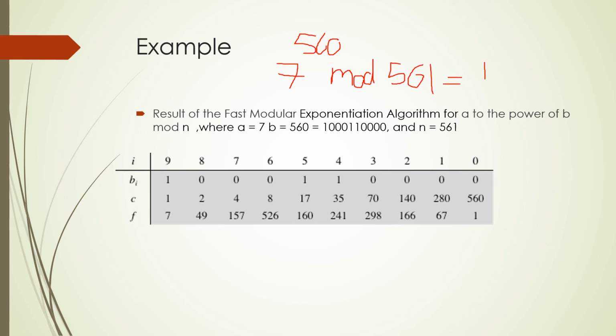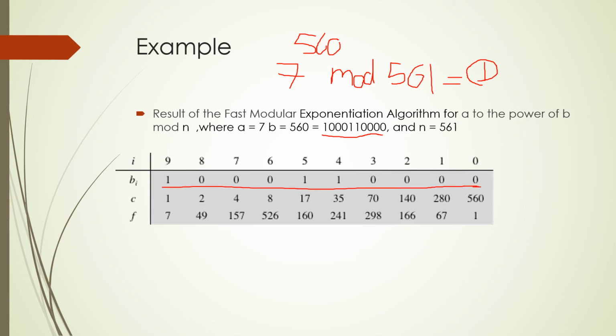The remainder, based on a very famous number theory theorem, is going to be equal to 1, but let's say we don't know that. We're going to calculate it. Here is how we can use the fast modular exponentiation algorithm. We're going to first write down b, which is the exponent, as a binary number, and the binary representation of 560 would look like this: 1000110000, and then we write it in the first row.